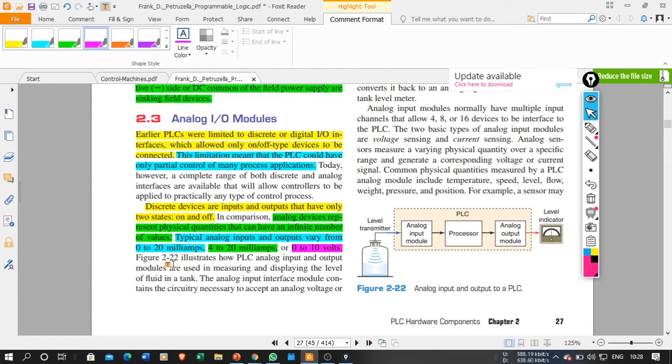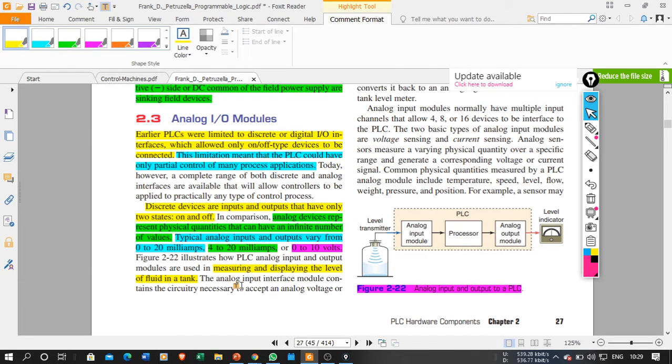Now figure 2.22, this is the figure 2.22 analog input output module of your PLC. It represents how PLC analog input output modules are used for measuring and displaying the level of the fluid in the tank. Now they have discussed one application. What is the application? We need to measure and display the level of fluid in the tank. Whatever the fluid, that may be water, that may be milk, that may be anything.